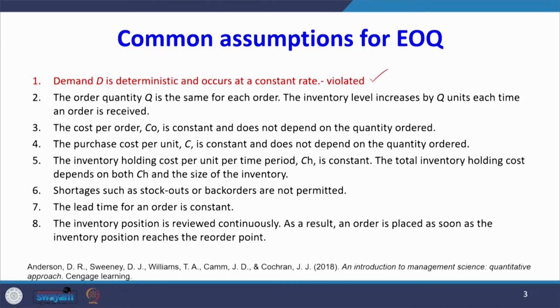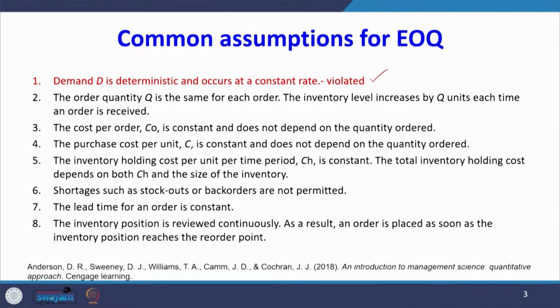For example, the order quantity Q is the same for each order, that is okay. The inventory level increases by Q units each time an order is received. The cost per order is constant and does not depend on the quantity ordered. The purchase cost per unit C is a constant and does not depend on the quantity ordered. The inventory holding cost per unit time period CH is a constant. The total inventory holding cost depends on both the holding cost and the size of the inventory. Shortages such as stockouts and back orders are not permitted.